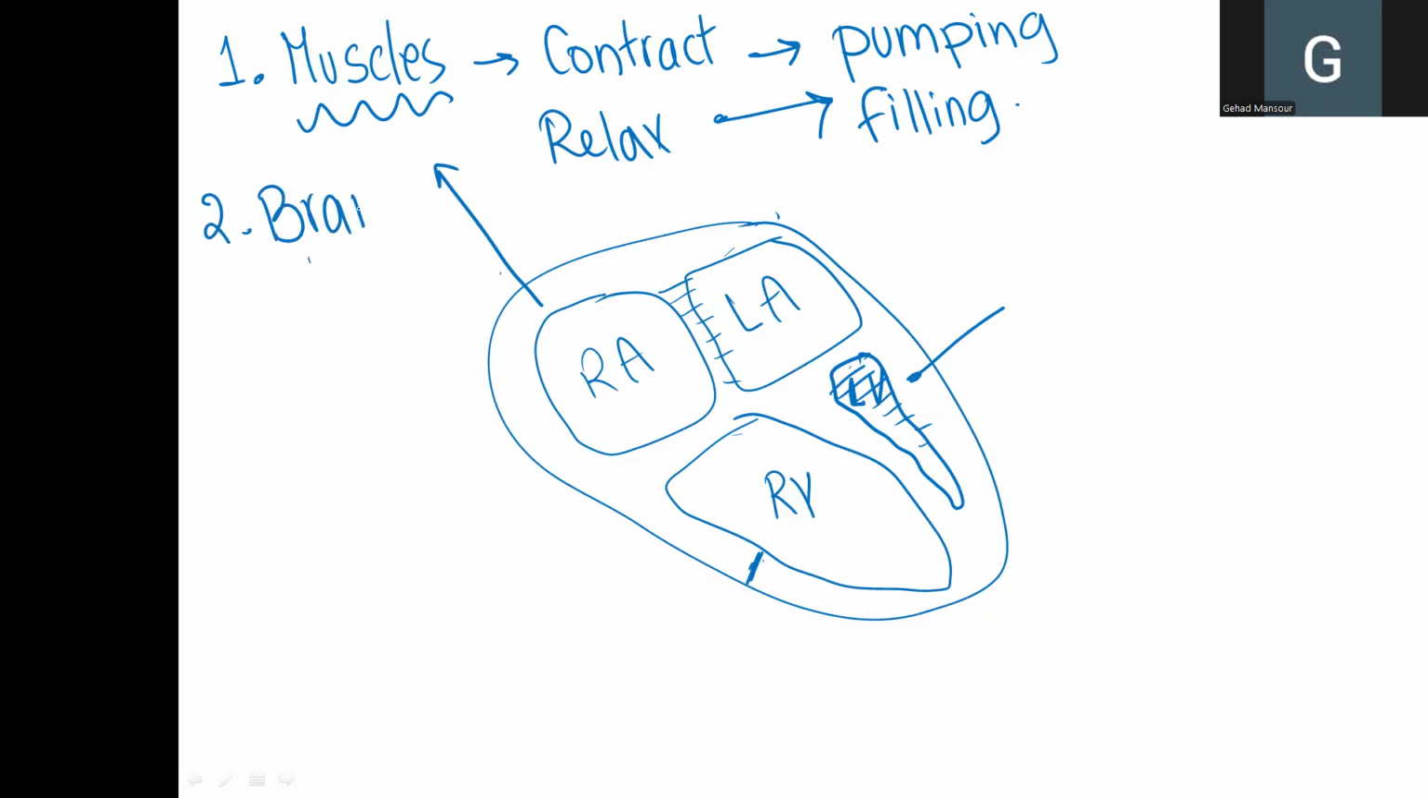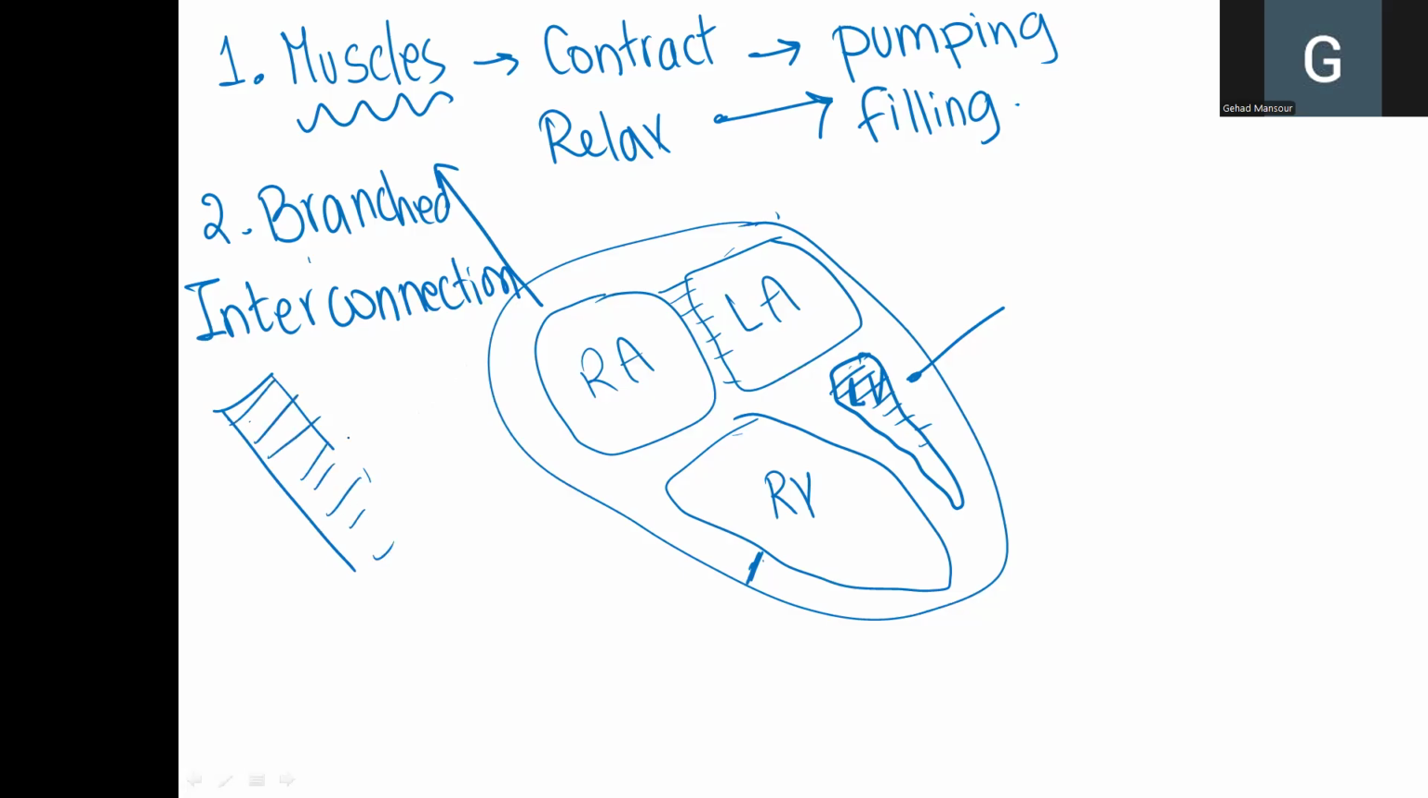Number two, the muscles of the heart are branched, and at the same time, they are interconnected. Branching serves interconnection. If they weren't branched, it would be much more difficult for them to interconnect. So if you see them under the microscope, you will see them as striated muscles, and they are branched like this, and they are interconnected with the neighboring muscles.